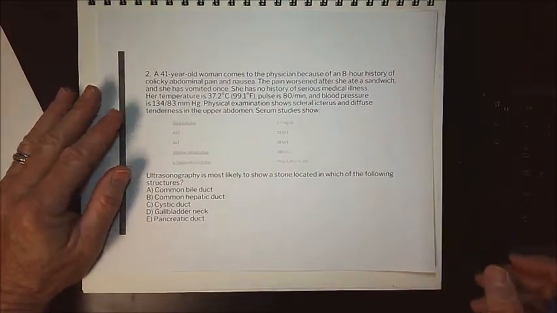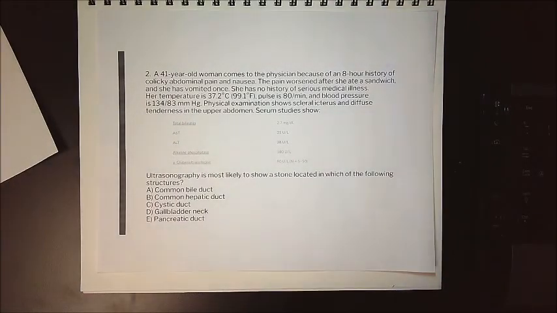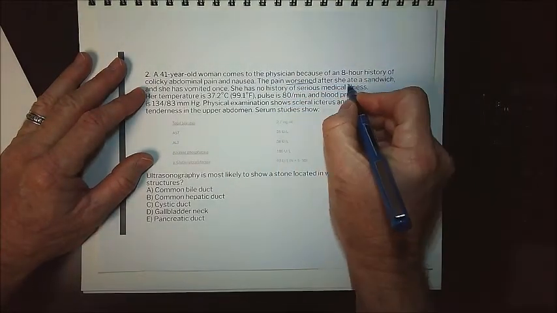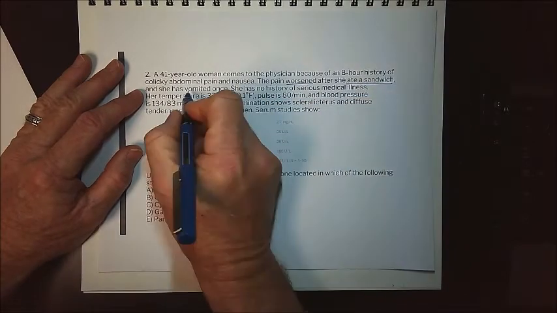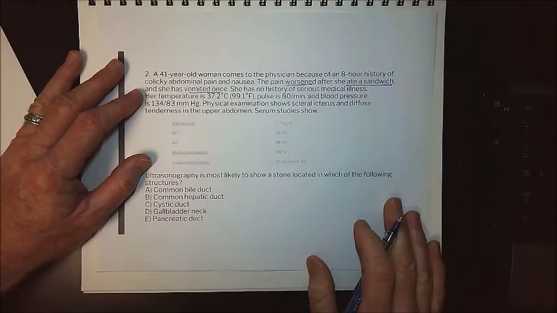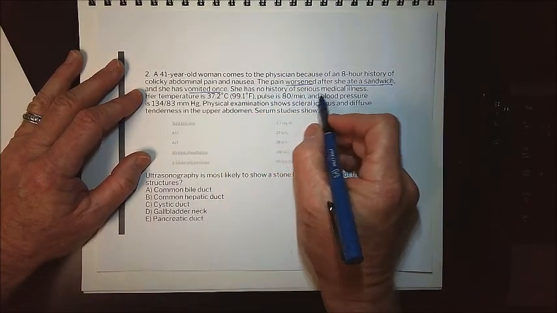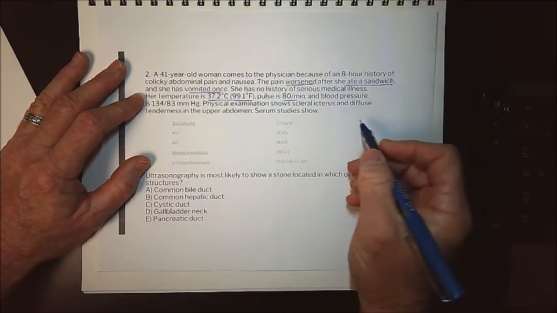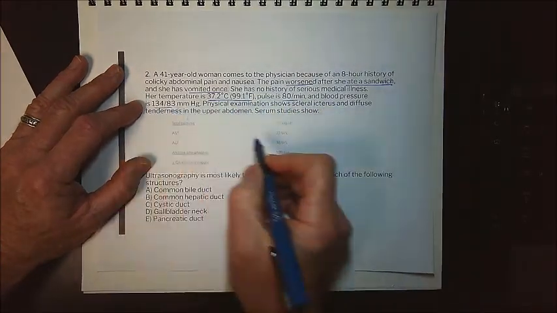Okay, the next question. Let's look at some liver issues on here. A 41-year-old woman comes to the physician because of an 8-hour history of colicky abdominal pain and nausea. The pain worsened after she ate a sandwich, and she vomited once. Okay, so something's going on here. She's not happy with this meal. She has no history of serious medical illness. Her temperature appears to be fairly normal. Pulse is a little bit high. Blood pressure, a little bit high.